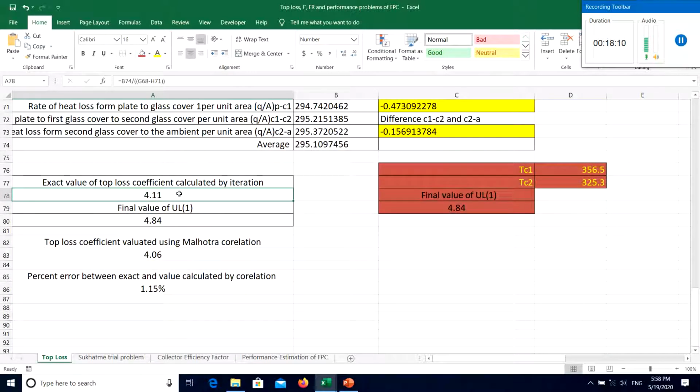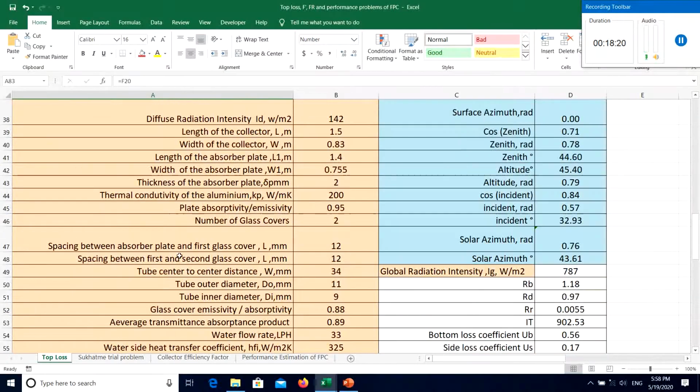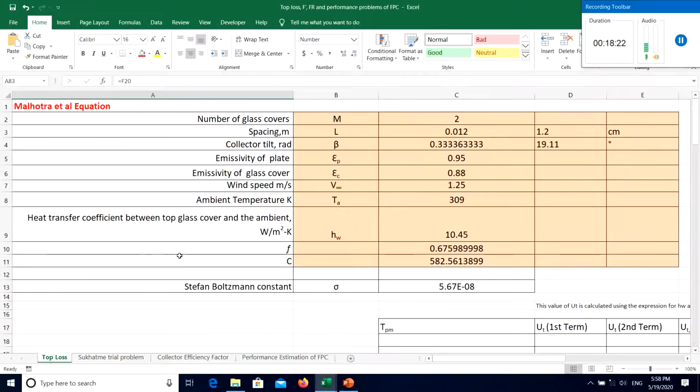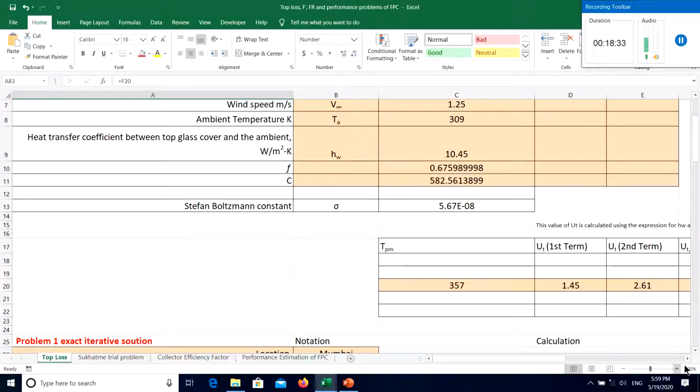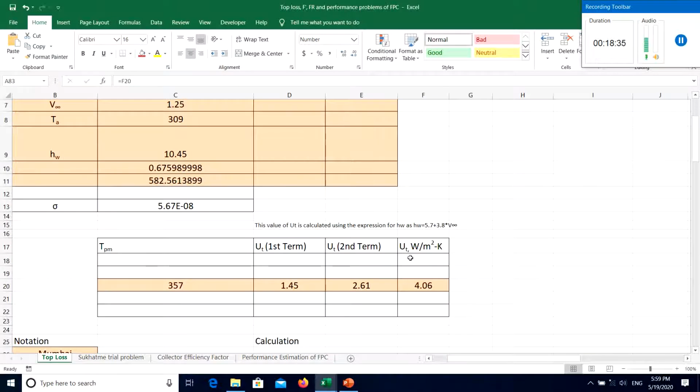Now this exact value of top loss coefficient is 4.11, and the top loss coefficient is also calculated using Malhotra correlation. So here the calculation is shown. Same data. Number of glass covers 2. Now this is the Malhotra equation. So number of glass covers 2, spacing and everything is entered here, and the calculation shows 4.06 for a given TPM. Okay, so top loss coefficient value using Malhotra correlation is 4.06.